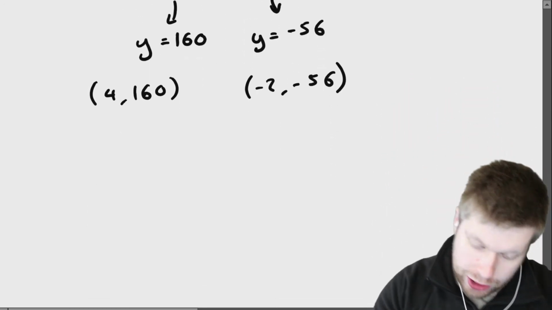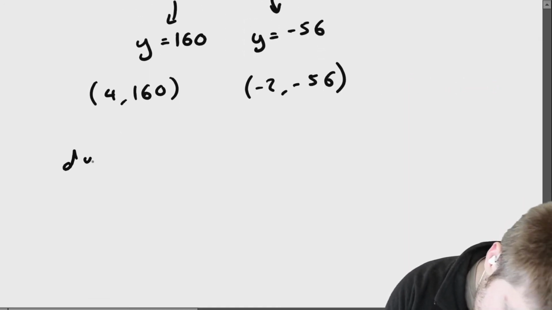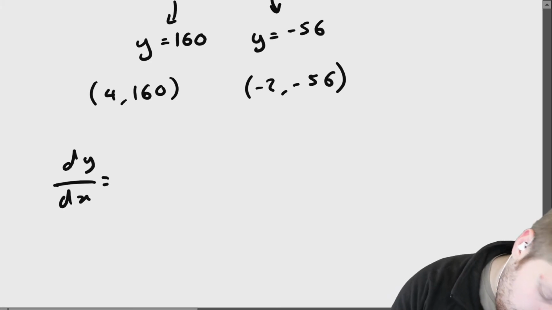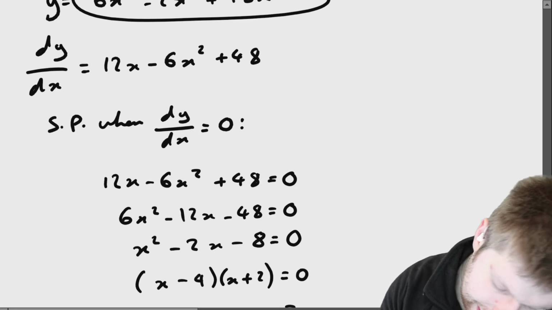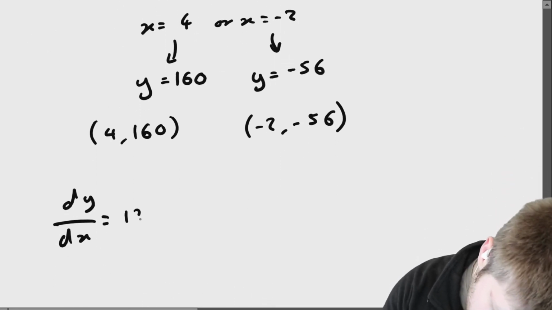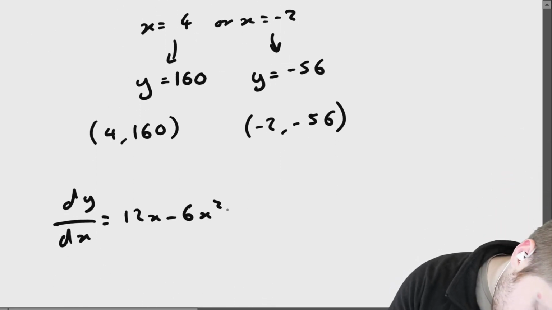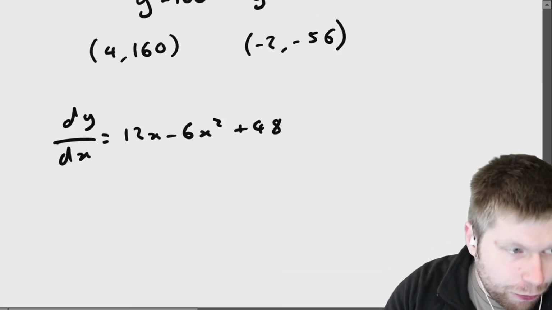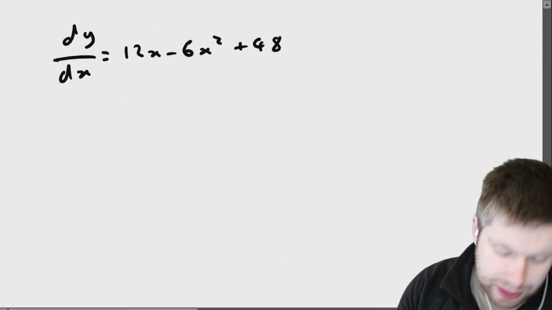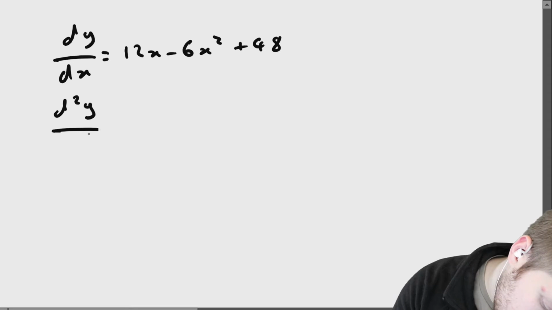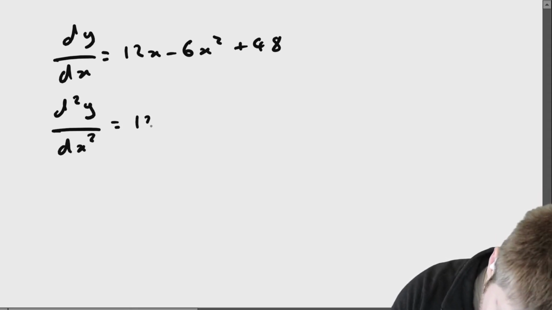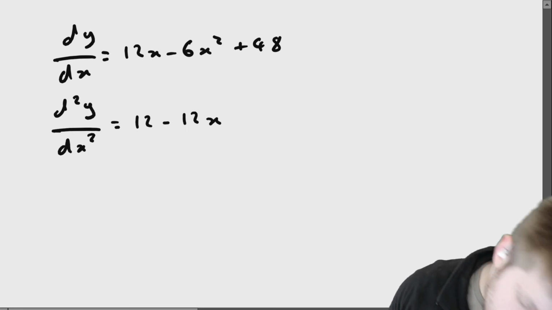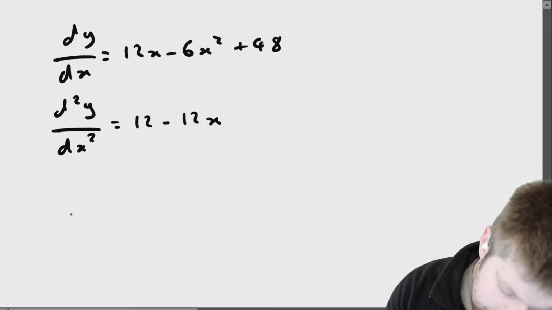Now if I want to determine their nature, whether they're a maximum or a minimum, I need to differentiate again. I'm just going to rewrite what my dy by dx was, so I don't have to keep scrolling up. That was 12x minus 6x squared plus 48. If I differentiate this again, d2y by dx squared becomes 12 minus 12x.